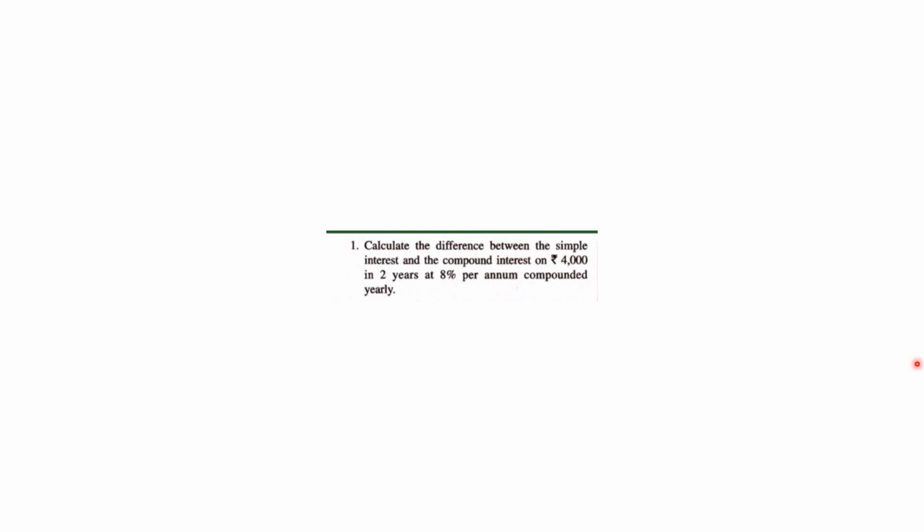Now we are going to see exercise number 2b, compound interest. Okay, the first question is: calculate the difference between the simple interest and compound interest on rupees 4,000 in 2 years at 8% per annum compounded yearly. Okay, we'll see the solution.